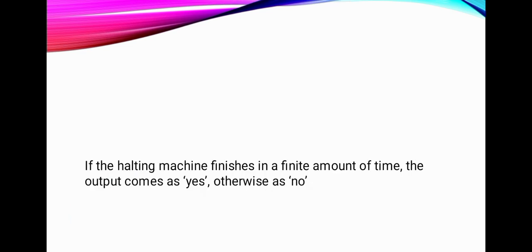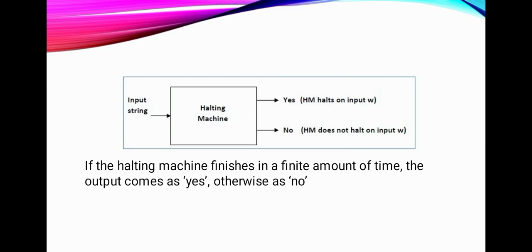Then assume the Turing machine exists to solve this problem, and then we will show it is contradicting itself. We will call this Turing machine a halting machine that produces yes or no in a finite amount of time. If the halting machine finishes in a finite amount of time, the output comes as yes, otherwise no. In this block diagram of the halting machine, we give an input string W and the halting machine produces yes or no in a finite amount of time.